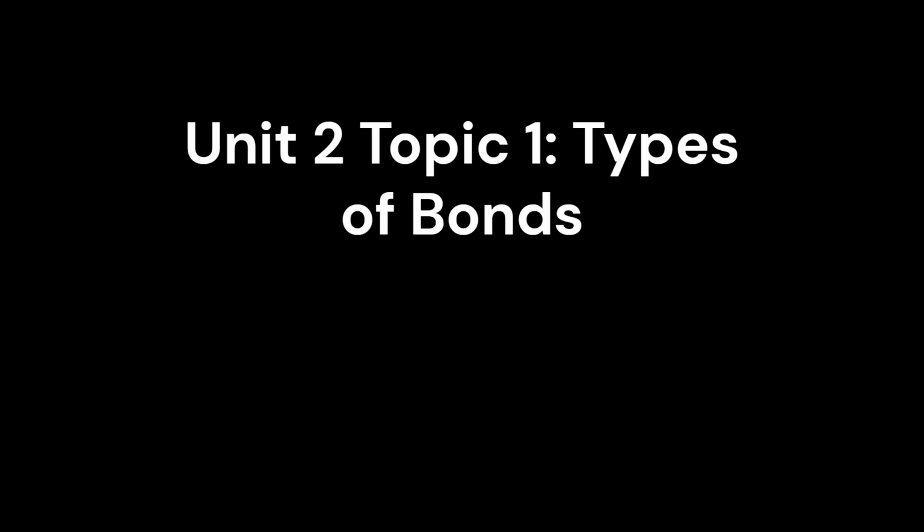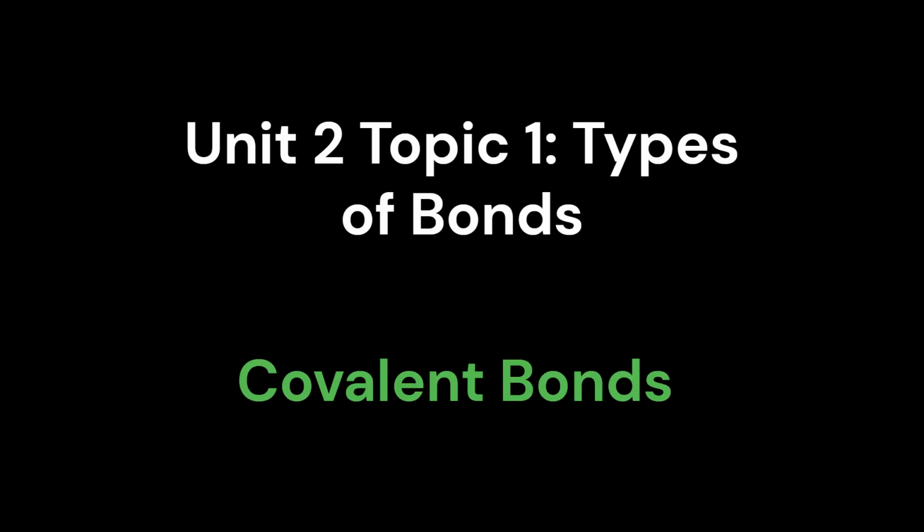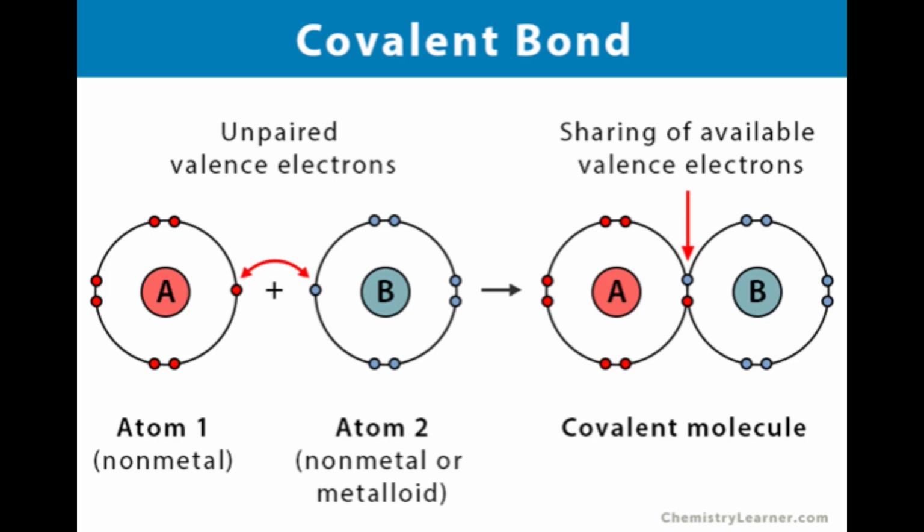What's up? I'm going to be talking about AP Chemistry Topic 2.1, which is the types of bonds, and I'll be focusing on covalent bonding today. Alright, so what exactly is a covalent bond?